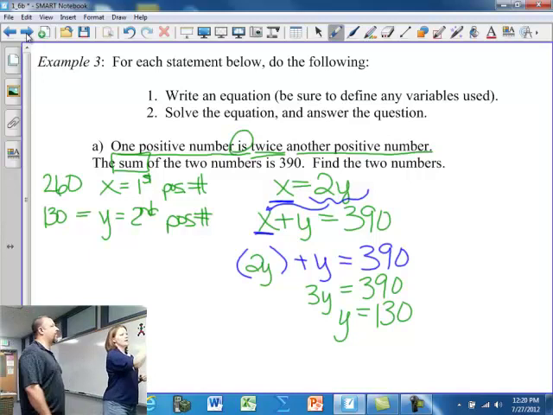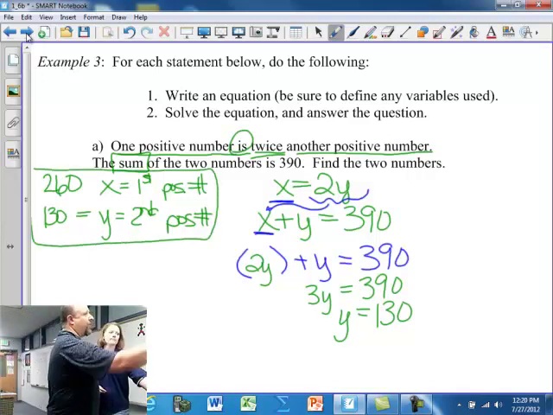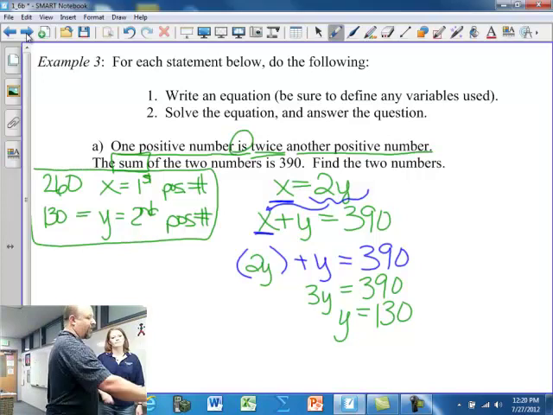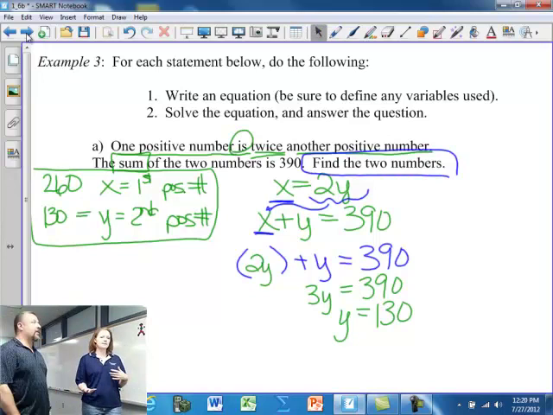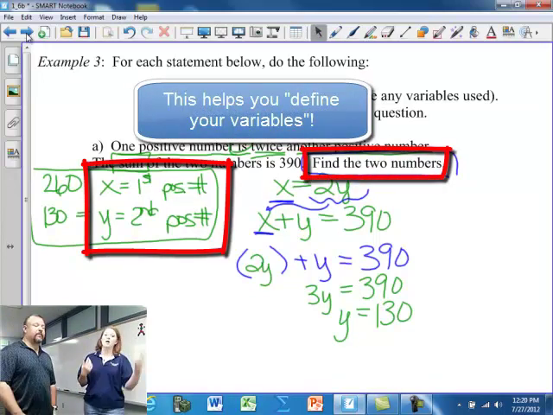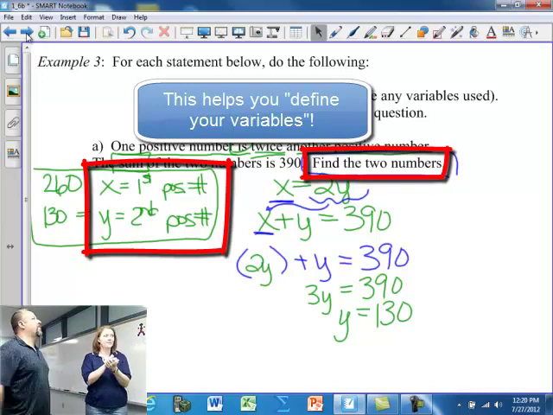The nice part about defining your variables this way is you can simply go right back over here and write your answer, and it's already defined for you. And if you're having trouble with the variables and what to do, answer the question. It says find the two numbers. If the problem only wanted one of them, it would probably say find the first number, find the second number, find the larger number, something like that. But tell us what they are.